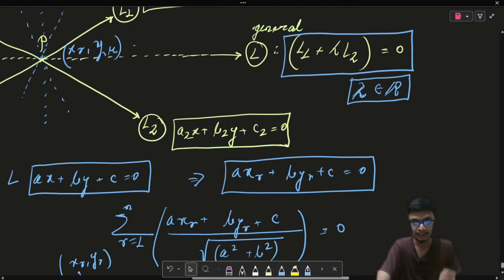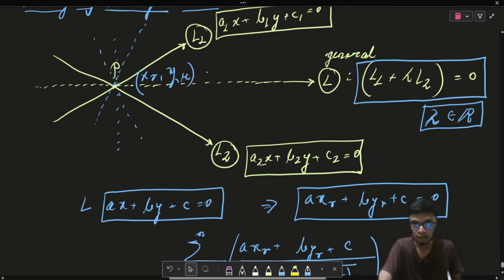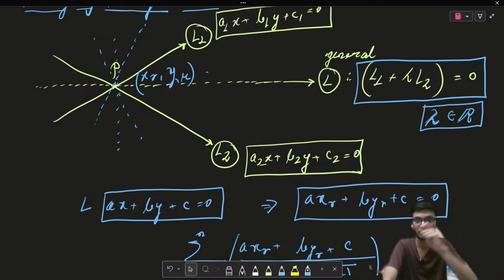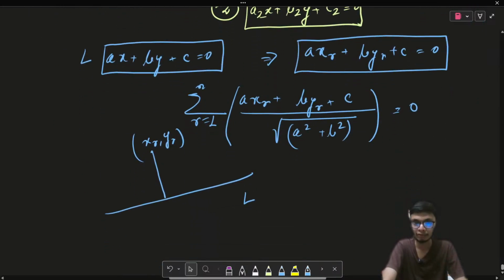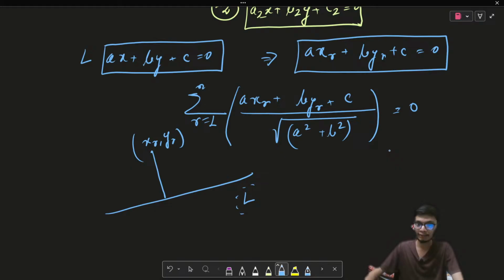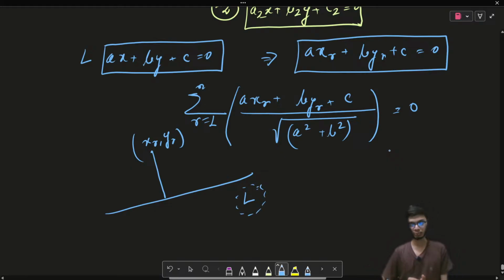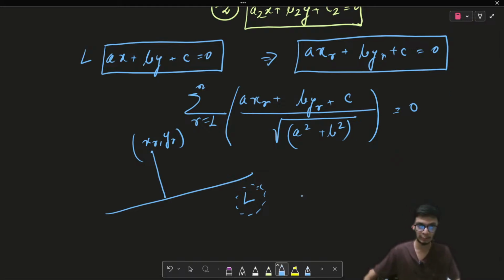In order to understand the derivation of this form, what we have to understand is that a straight line passing through the fixed point has to be such that the sum of the perpendicular distances from all the varied fixed points is 0. Then we call that line a straight line which passes through a fixed point. This is a very important consideration that you need to understand. So if I apply this, the summation of all the perpendicular distances is equal to 0.